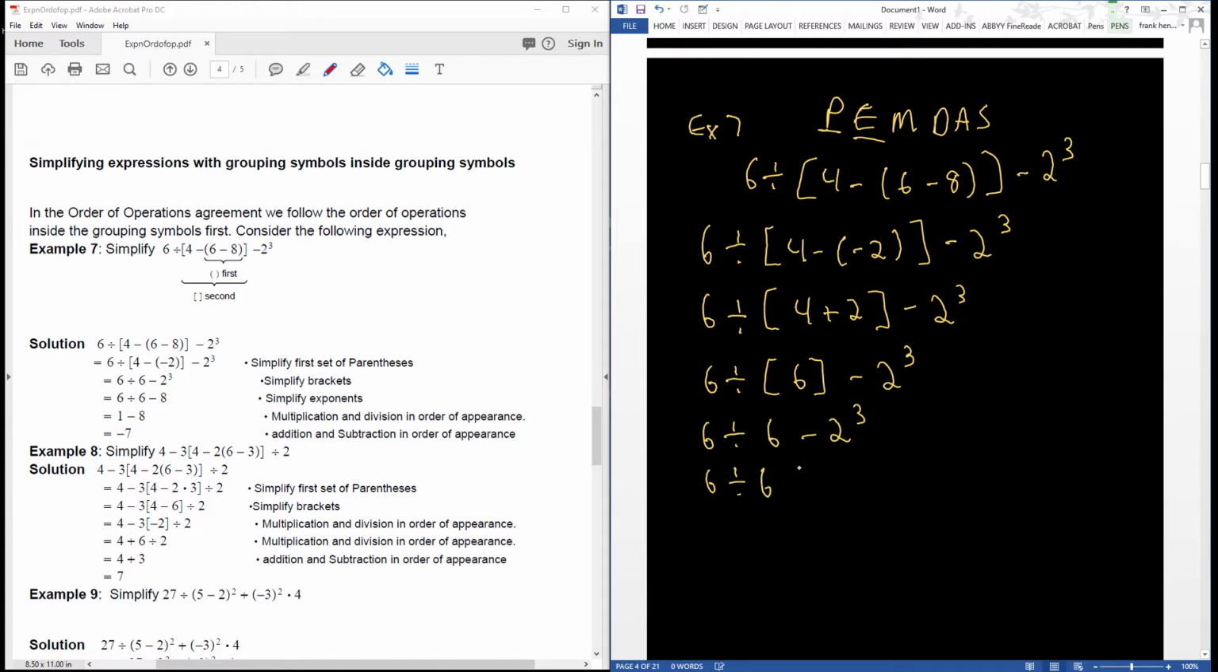6 divided by 6 minus 2 to the third, which is 8. So I took care of exponent, multiplication and division. I have division here. 6 divided by 6 is 1 minus 8. Addition and subtraction. 1 minus 8 is a -7. And that's the answer to that problem. I try to show every step so you get an idea of what's going on.